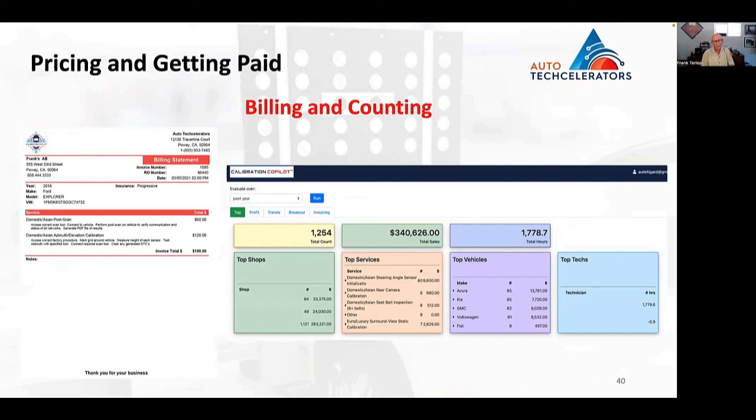And then, by the way, if you're in the ADAS calibration business, you need to manage your business. You need to understand your sales, your profits, your trends, et cetera, et cetera. So you need to have a tool and a process to tell you what you're successful at and what you're not successful at. So you need to count, you need to see if you're winning or losing the game with regard to your sales and profitability. So again, getting paid, part of that is billing properly and counting your money when the work is done.